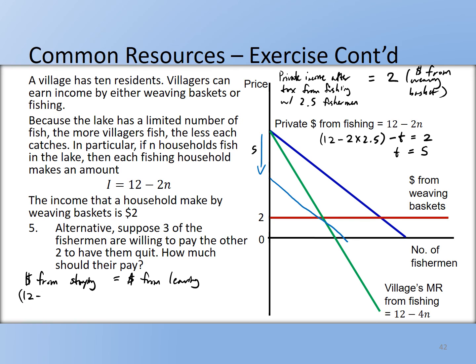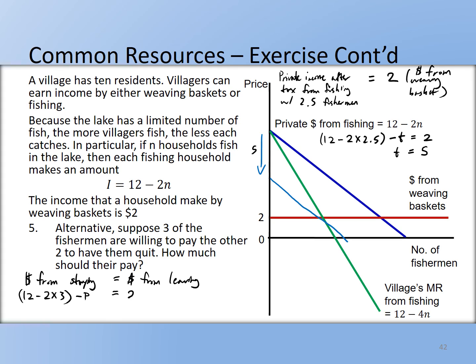Those who stay get 12 minus 2 times 3. They're only 3 staying, right? They have to pay some money. And let's say each of them pays P. They pay something, P, to a compensation fund, and the compensation fund is paid to those who left.